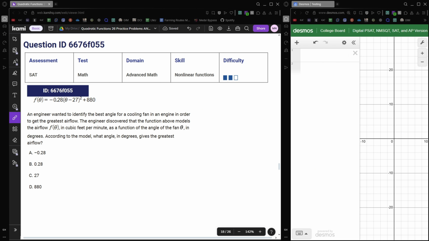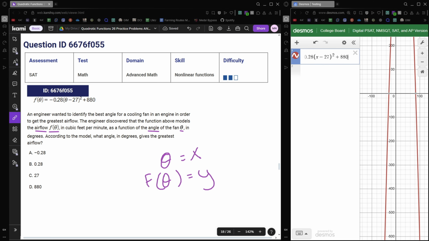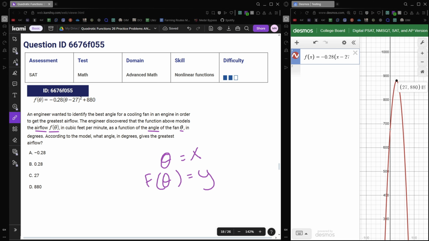Alright, that was a whole bunch of words, but basically what they're trying to say is, here the angle theta is going to be our x value, and then the airflow, f of theta, is going to be our y value. So long story short, they're asking us what value of x gives the greatest value of y. Let's put this equation into Desmos. Instead of theta, I'm going to just put x. Alright, I went ahead and put it in. Here is our parabola. And the x value that gives the greatest y value is 27. So that means our answer will be 27.